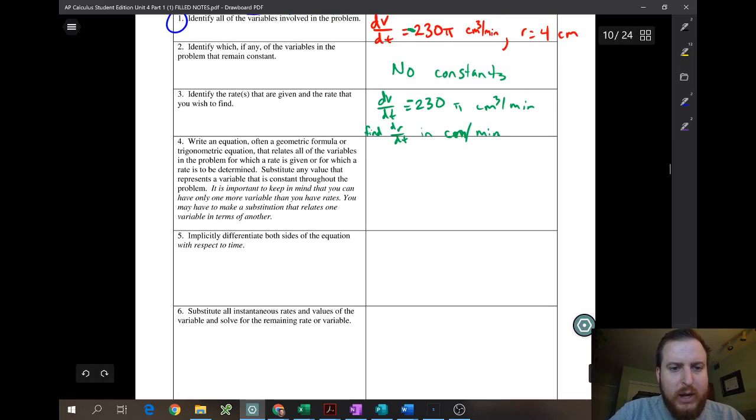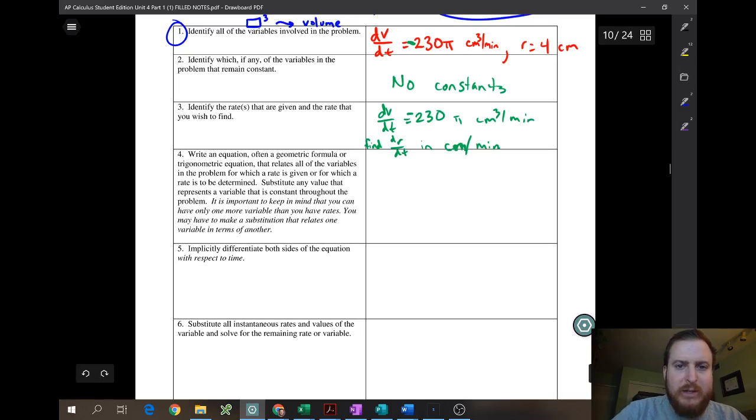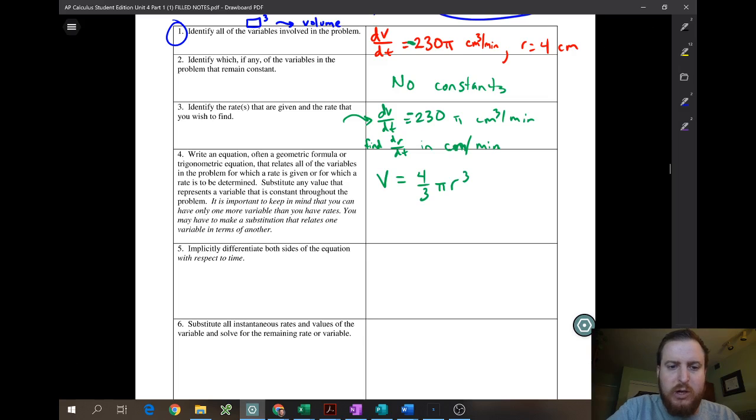So write an equation to help solve for all these variables. In this case, well, what did we have? We knew about dV dt, right? That's basically the change of the volume. So let's write an equation for volume. The volume of a sphere is equal to 4/3 pi r cubed. I'm going to provide a formula sheet with all these geometry formulas for you guys, but some of them we're going to start to try to memorize. But this is the formula for the volume of a sphere.